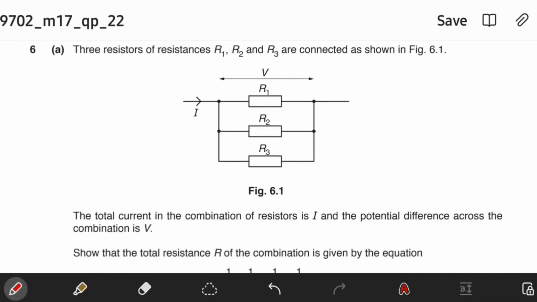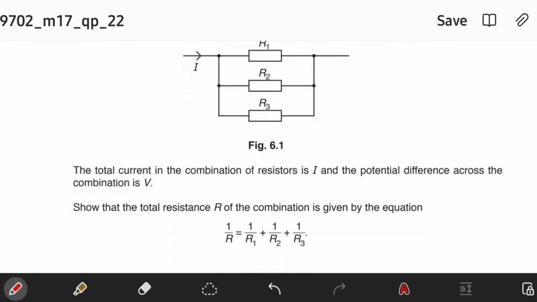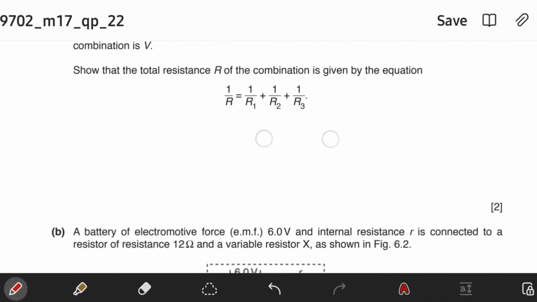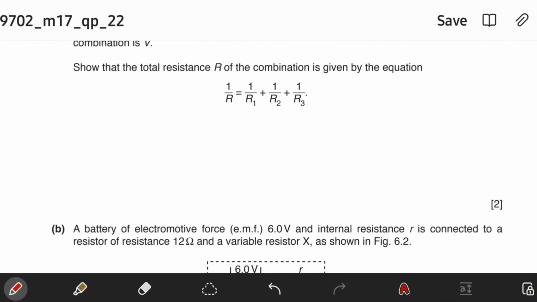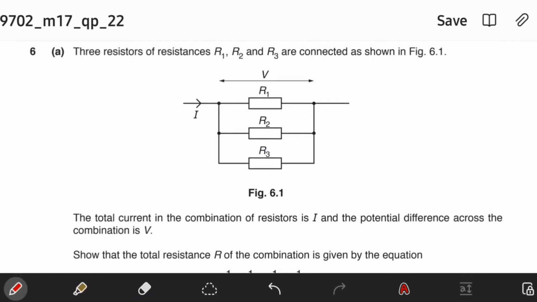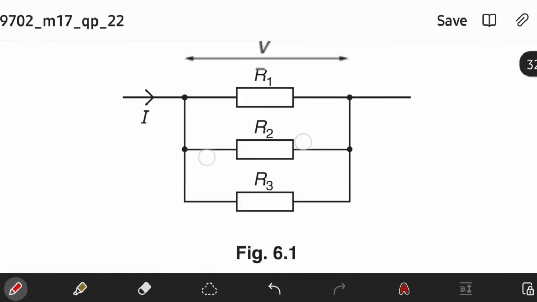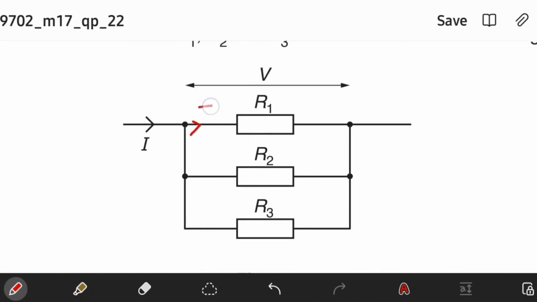Three resistors of resistances are connected as shown in figure 6.1. The total current in the combination of resistors is I and the potential difference across the combination is V. Show that the total resistance R of the combination is given by this equation. Okay, so you just need to derive it. Looking at the diagram, let's just label it first. This right here is I1, this right here is I2, and this I3.